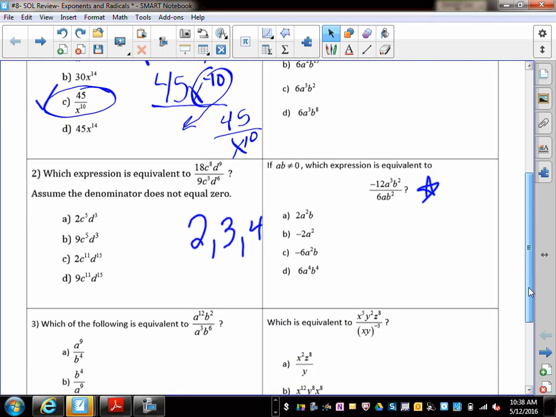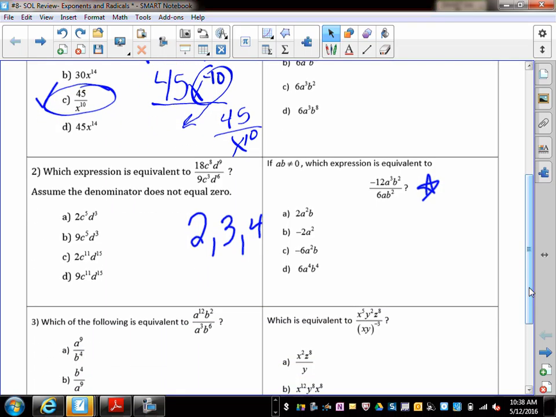Alright, let's first do it the actual way. When I am dividing, I need to simplify each piece. So let's first take a look at my numbers. -12 and 6, what does that reduce down to? Good. -2 on top.